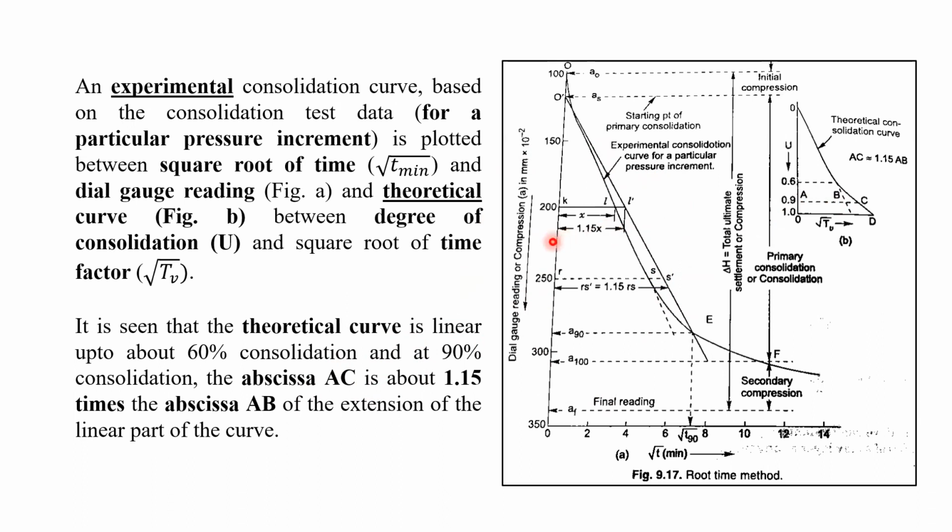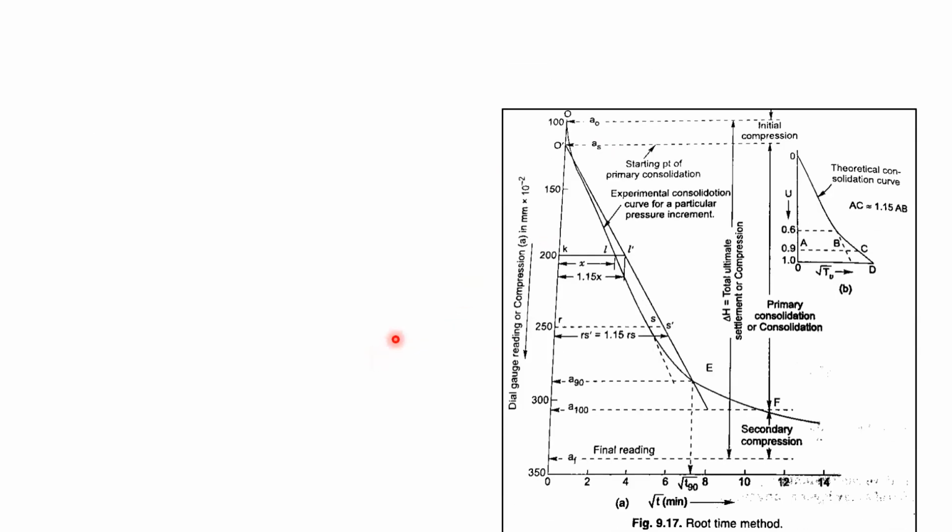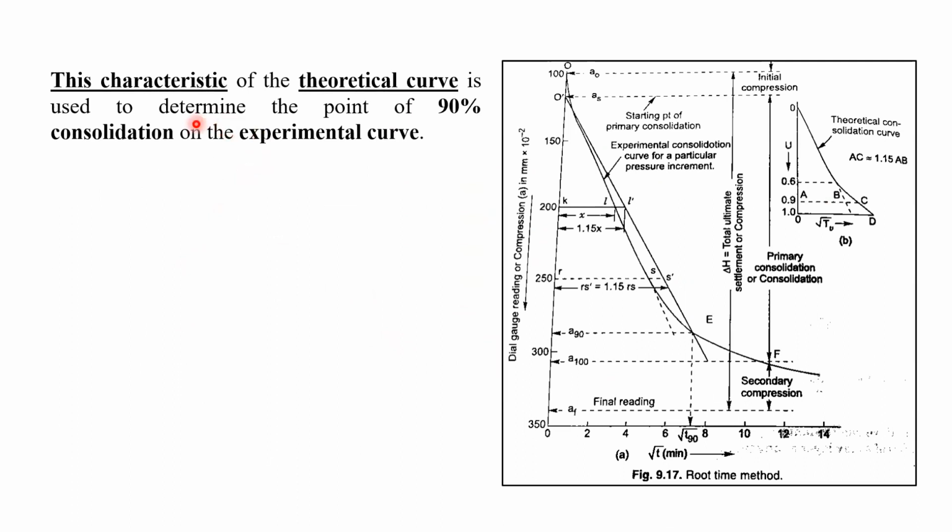Based on this, the experimental curve has been plotted. You can see here the characteristics of the theoretical curve are used to determine the point of 90% consolidation on the experimental curve. See this idea: AC is equal to 1.15 into AB. This idea has been used for the experimental curve to find the 90% consolidation. So this is the experimental curve, and this is the theoretical curve.